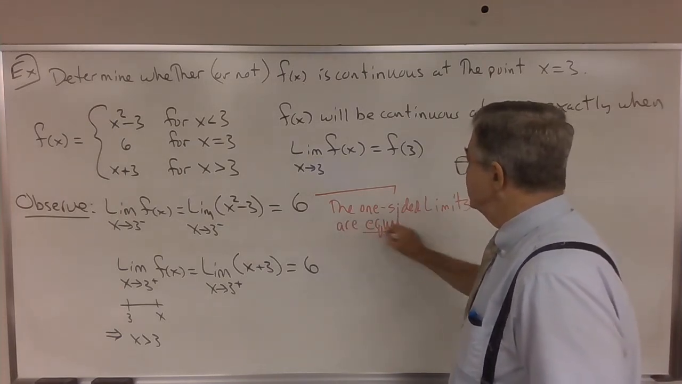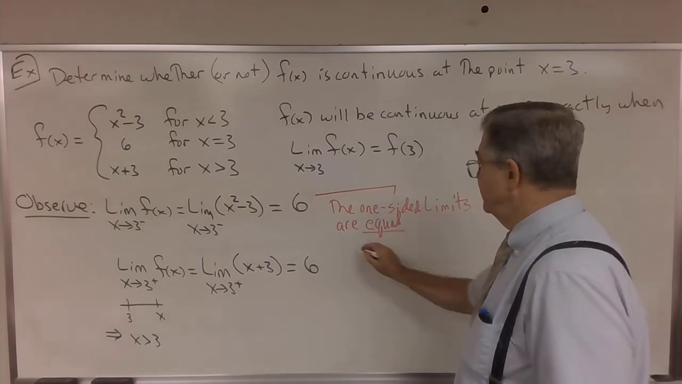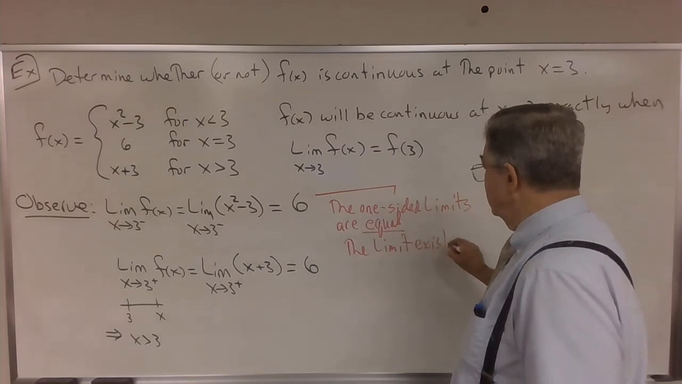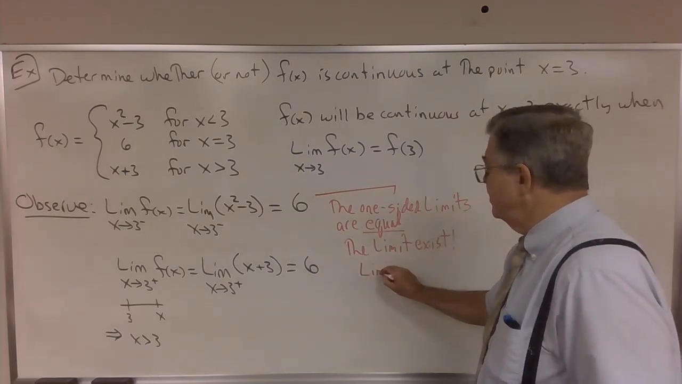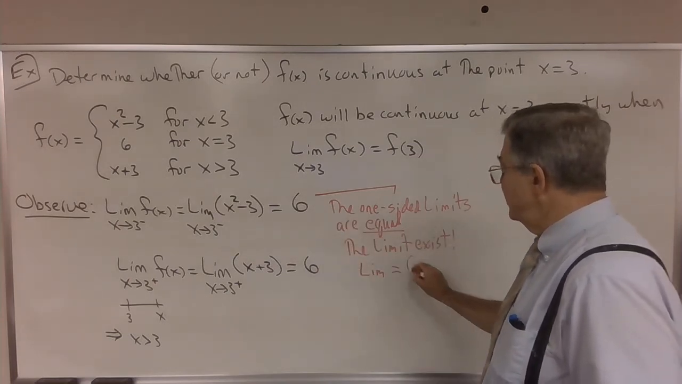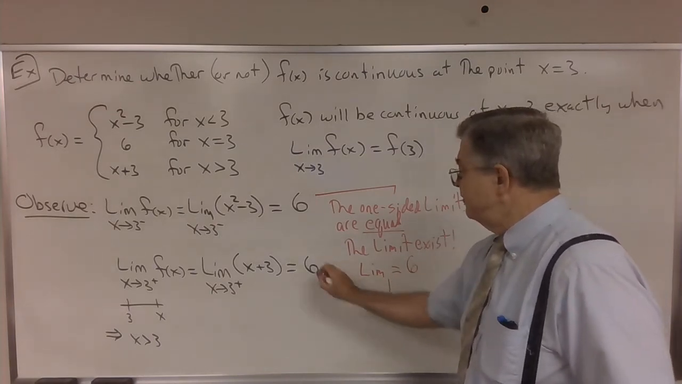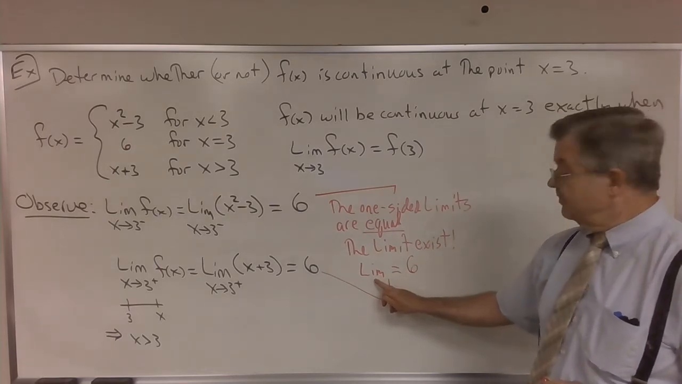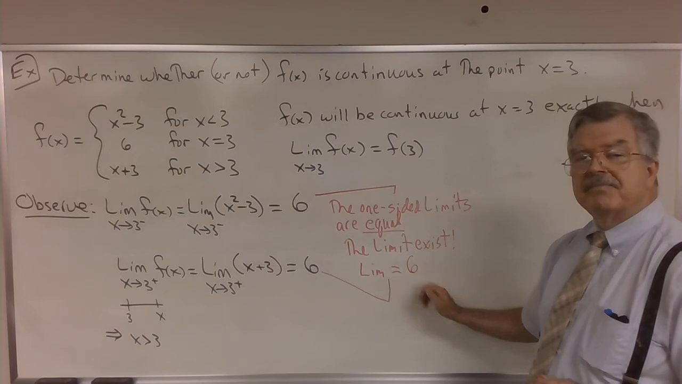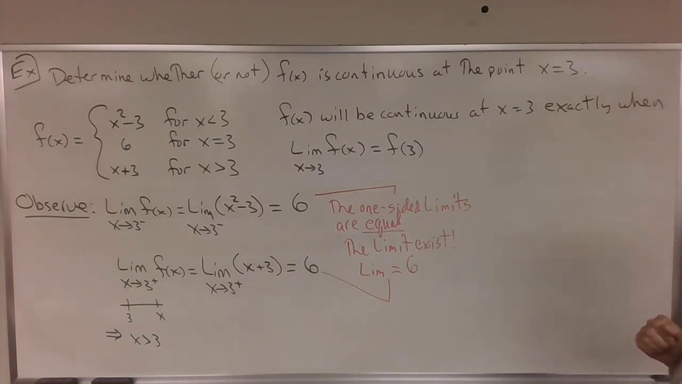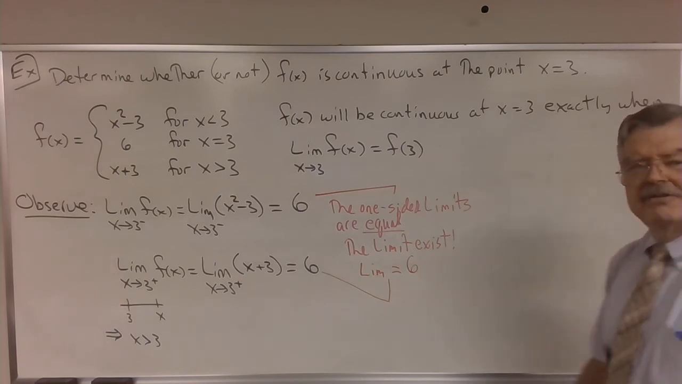The one-sided limits are equal. The limit exists. The limit is equal to the common value of the one-sided limits. So if the two one-sided limits are equal, then, quote, the limit is equal to the common value of the one-sided limits. And I think we are ready to put the finishing touches on this example.